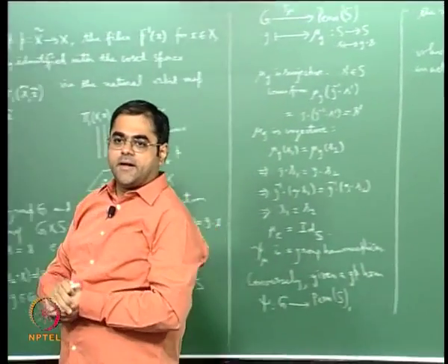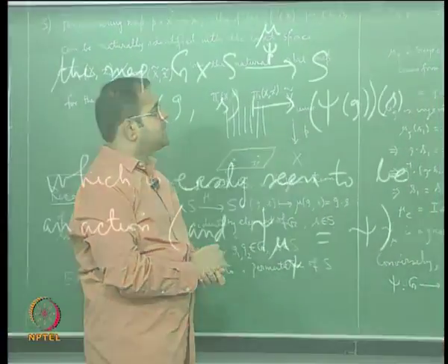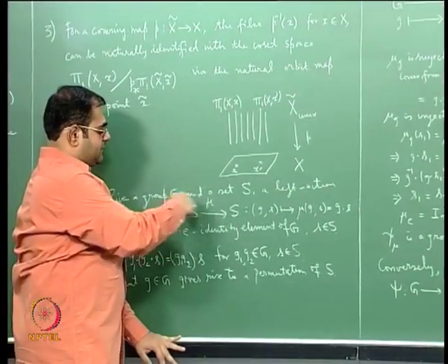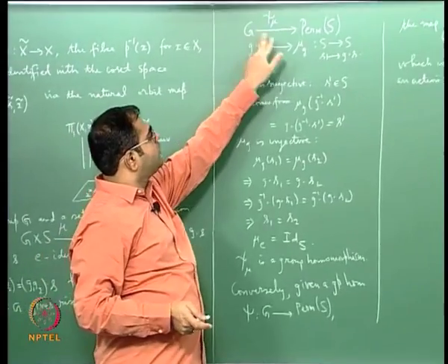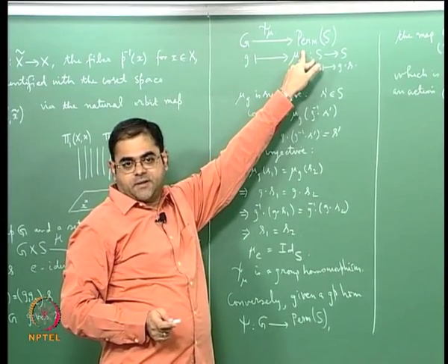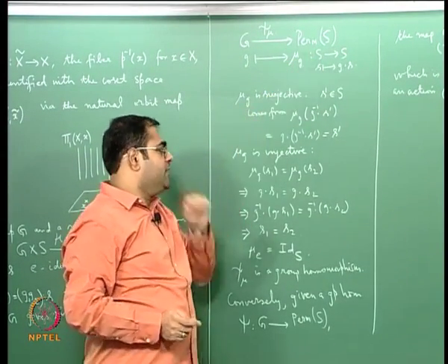Okay. So what I am trying to say is that giving a group action as a map in this way with these properties is the same as giving a group homomorphism into the permutations of that set. Okay, fine.